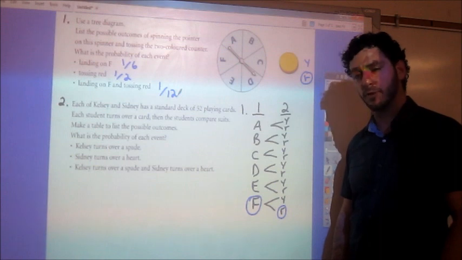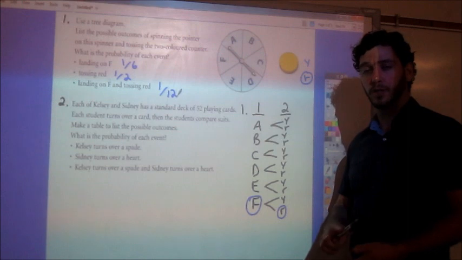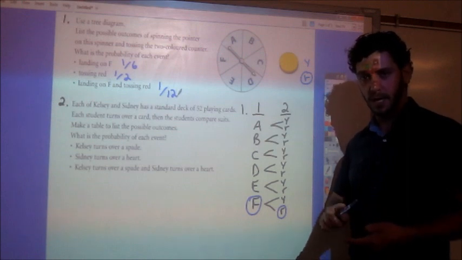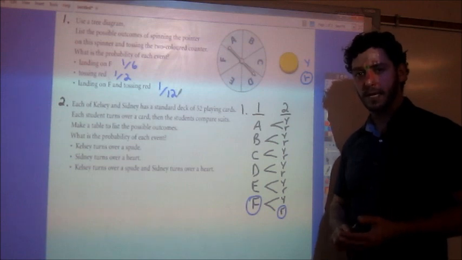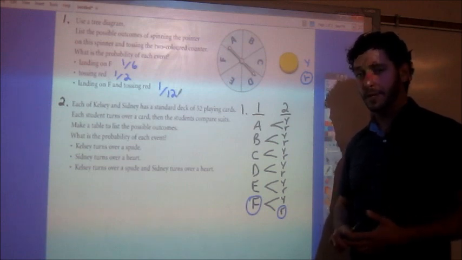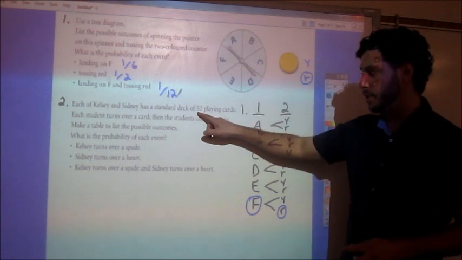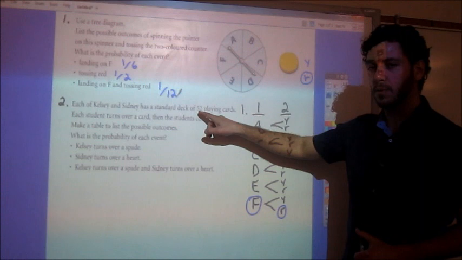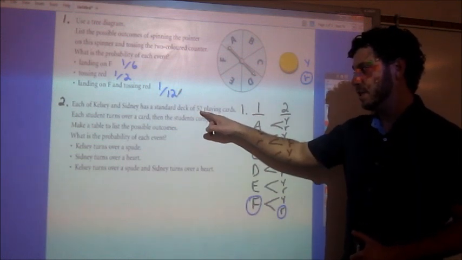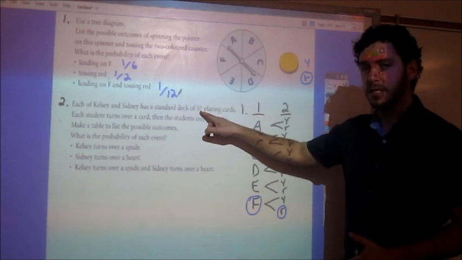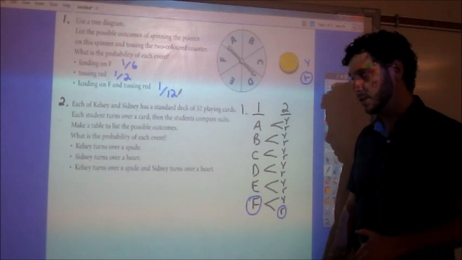Now, if you're not familiar with the deck of cards, there are 4 suits. There are 2 red suits. One of them is a heart, the other is a diamond, and then there are 2 black suits. One of those is a club, and the other is a spade. So there are 4 suits and 52 playing cards, and there are equal amounts of each suit. So 52 divided into 4 even groups is 13. So there are 13 cards for each of these suits.